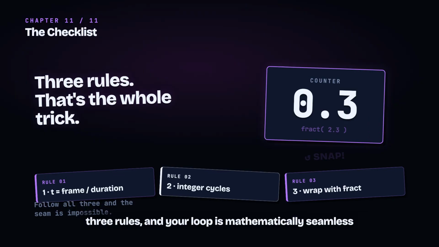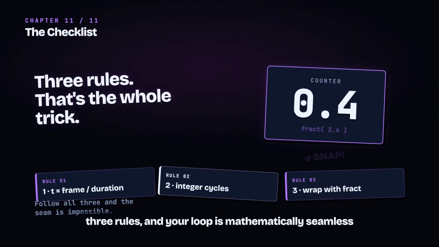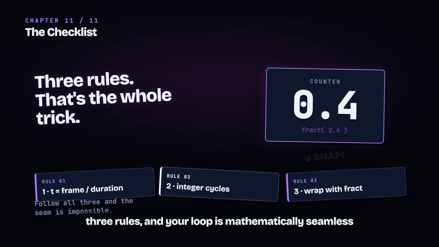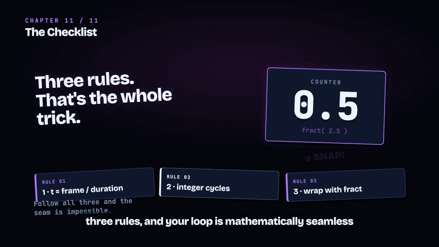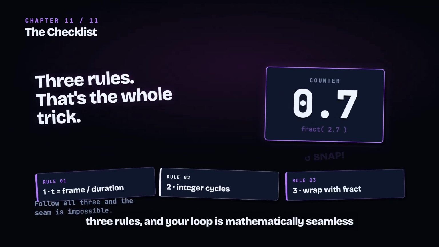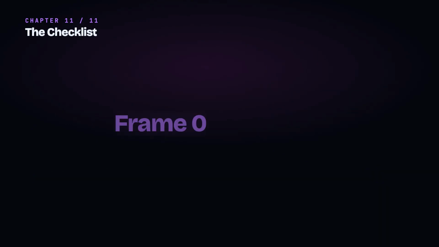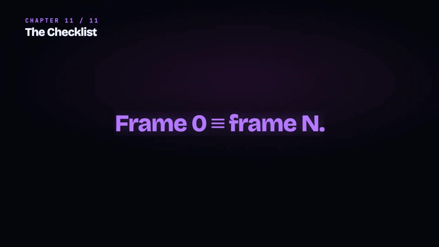You're no longer hoping your loop is seamless and eyeballing it frame by frame. You've made it seamless by construction. The last frame is mathematically forced to equal the first. There is no seam to find, no glitch to chase, because it literally cannot exist. That's the difference between guessing and knowing. Pin these 3 rules above your desk.